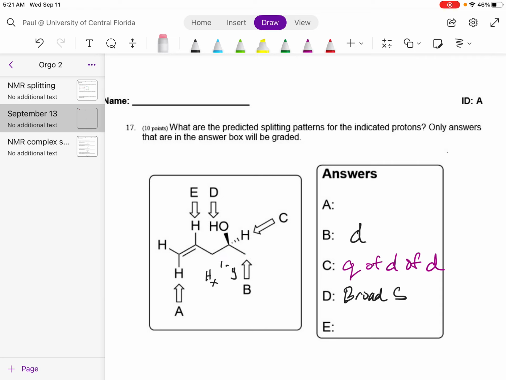Whoops. Is there an undo button on this thing? Nice. Let's get rid of those. Okay.